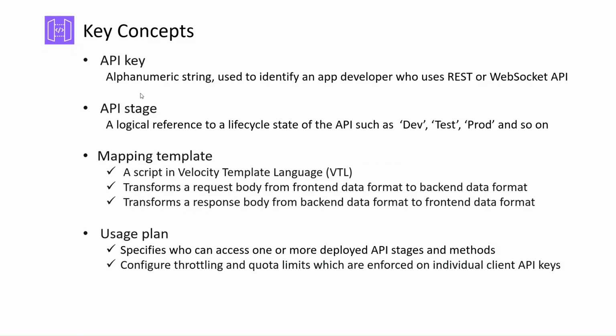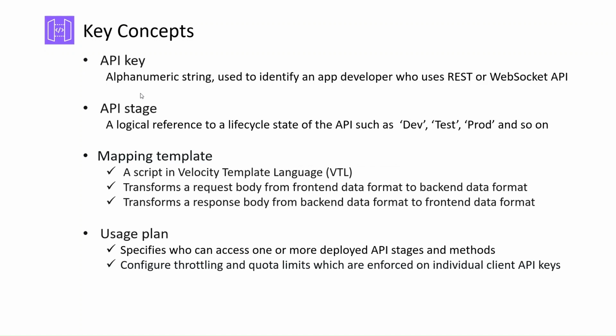Next, API key. It's an alphanumeric string that API gateway uses to identify an app developer who uses REST or WebSocket API. API stage. An API stage is a logical reference to a life cycle state of the API. For example, the API stages could be dev, UAT, prod, and so on. API stages are identified by API ID and stage name.